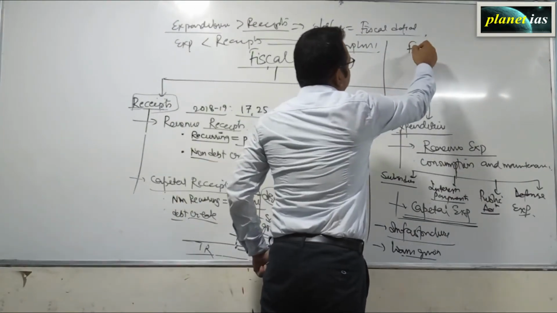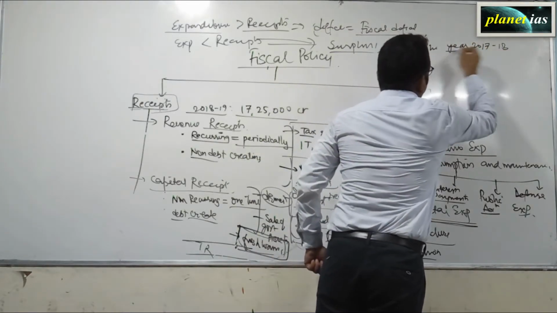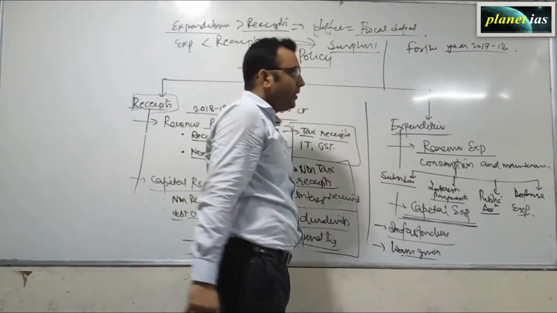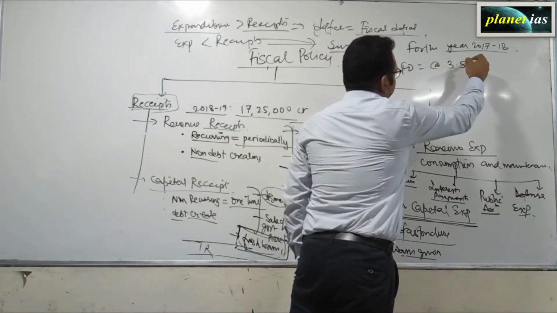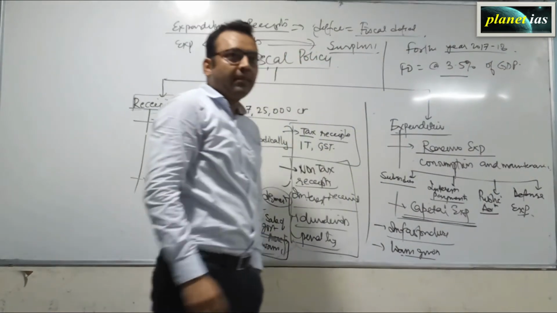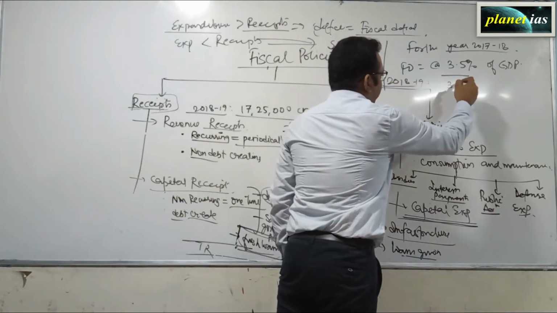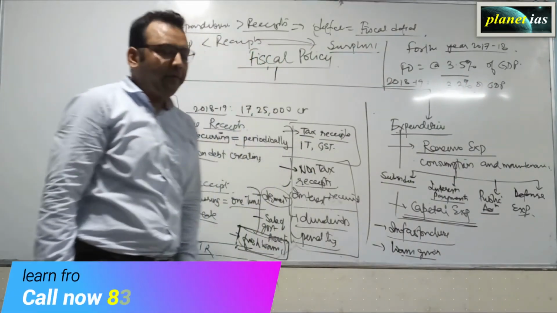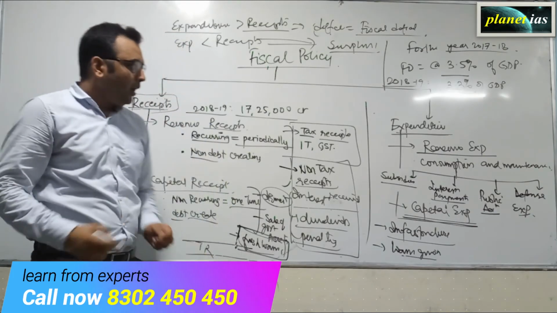The government has released some data that for the year 17-18 the fiscal deficit stands at 3.5% of the GDP, and for the year 2018-19 the government expects 3.3% of GDP as the fiscal deficit, right? So let's continue further. Thank you.